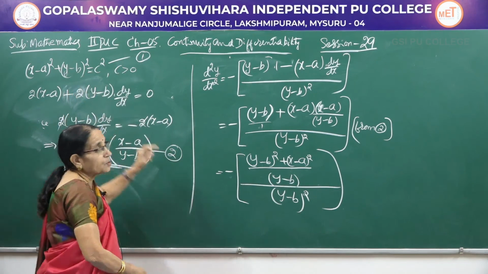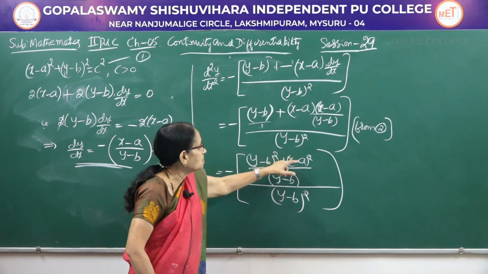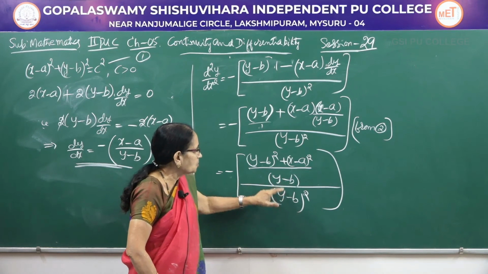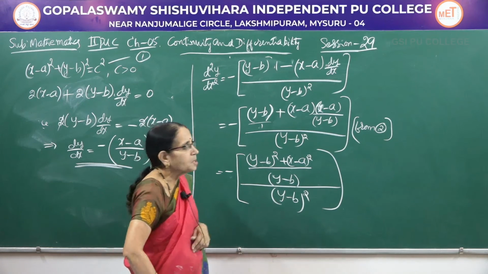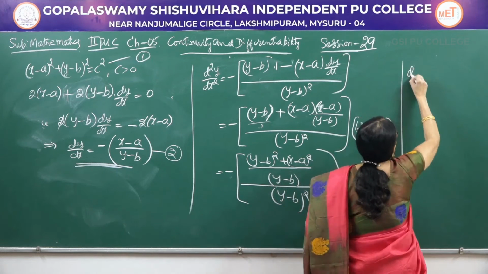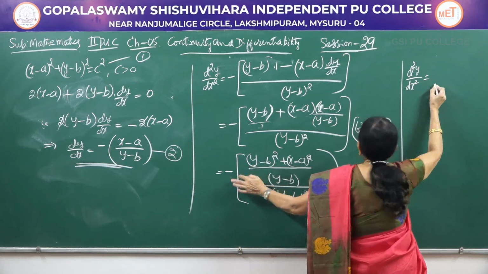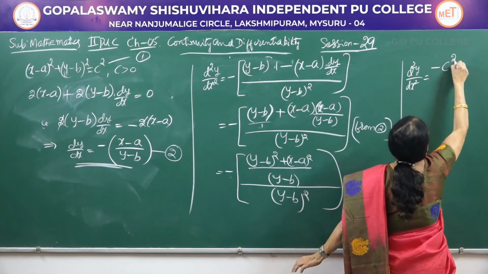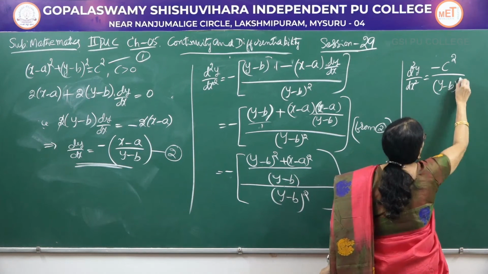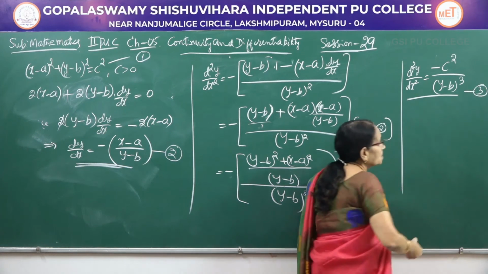It is nothing but the given function. So using the first result, what you can replace? It can be replaced as c square. Okay, and this, both of them, they come to the denominator position. So I write it as d square y by dx square equal to minus of c square, and these two write together, it is y minus b the whole cube. Now you can take this result as 3.